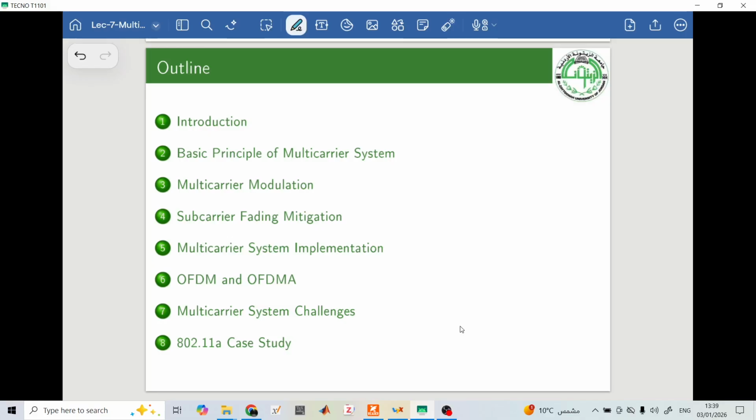So we'll be talking about it in an introduction, discuss the basic principles of multi-carrier systems, and then move on to multi-carrier modulation, then talk about subcarrier fading mitigation, which is the most important feature of the multi-carrier systems. Then we will talk about multi-carrier implementation, and we will end the discussion here.